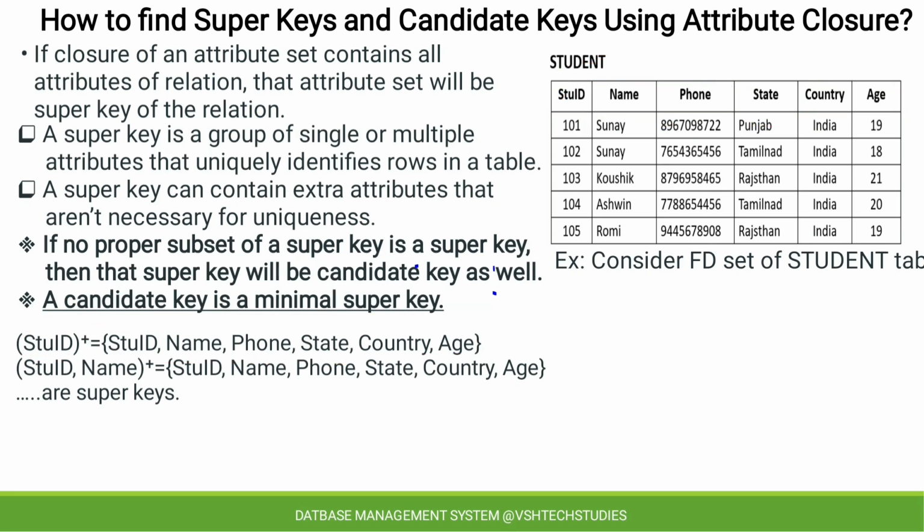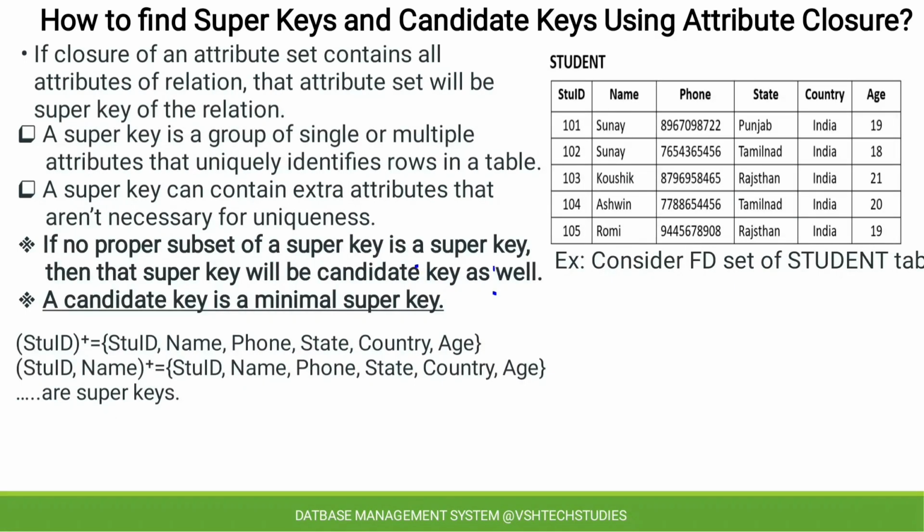So in the functional dependency set, if you take the student ID closure and it shows that it is a super key, then any other attribute combination with student ID also forms a super key. So student ID, name is a super key. It also has all the attributes in the closure. The next will be student ID, name, phone. The next one, student ID, name, phone and state. So this way we can derive many super keys for the student table. I have covered this in my previous video, keys in DBMS. Please watch it, then this topic becomes very easy to understand.